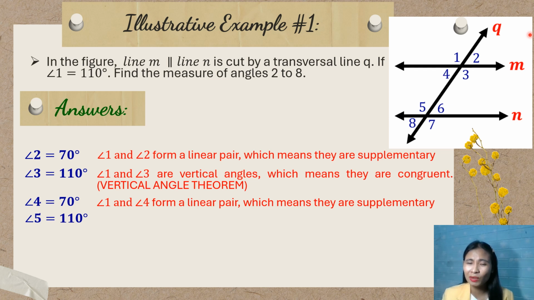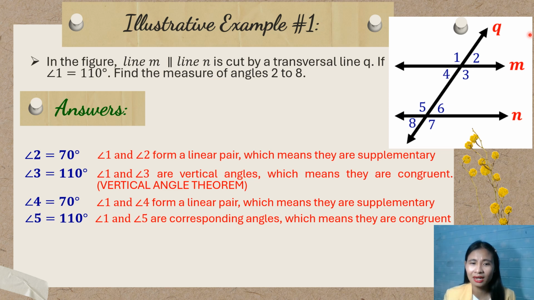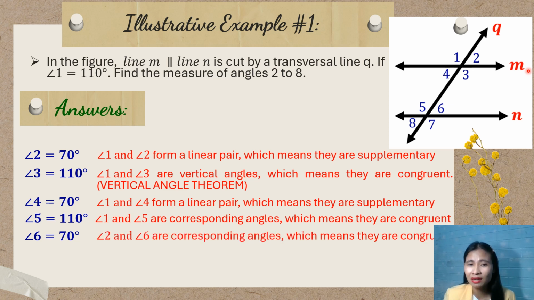Next, angle 5 is 110. What makes it 110? Angle 1 and angle 5 are corresponding angles, which means they are congruent. Next, angle 6. Why is angle 6 70? Angle 2 and angle 6 again are corresponding angles, so they are congruent.